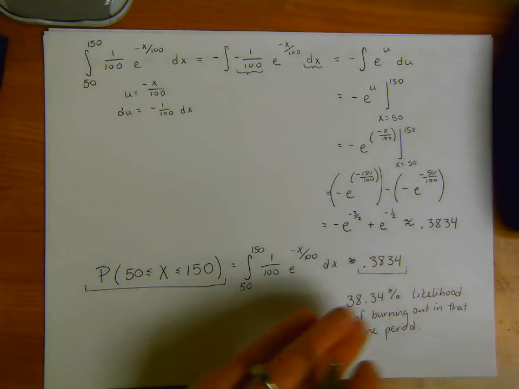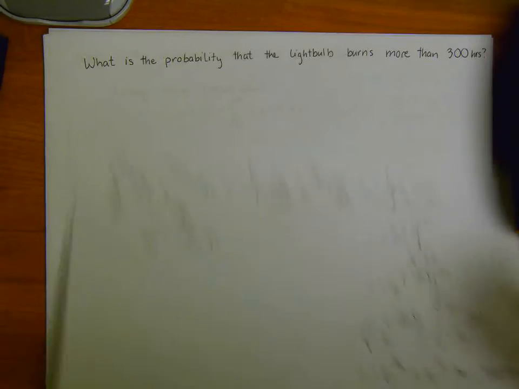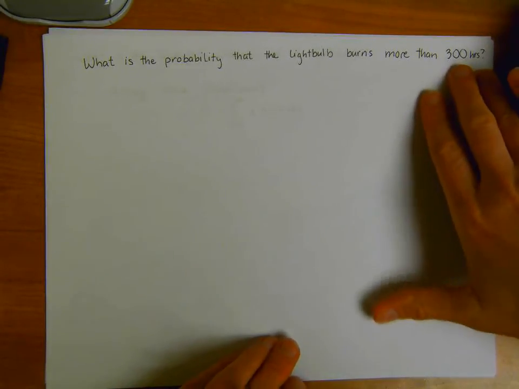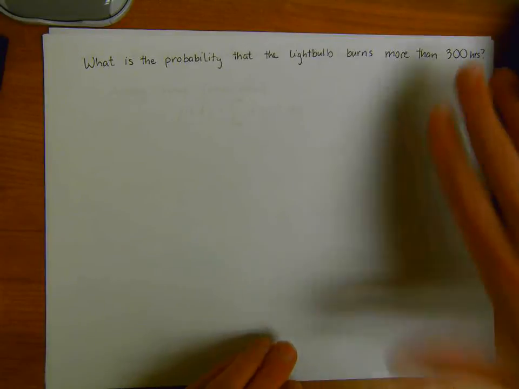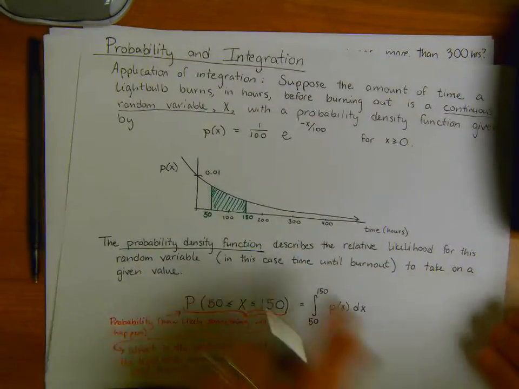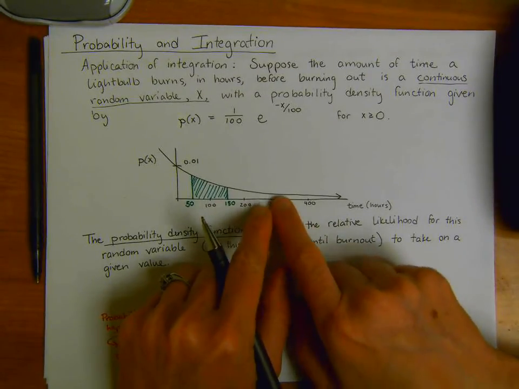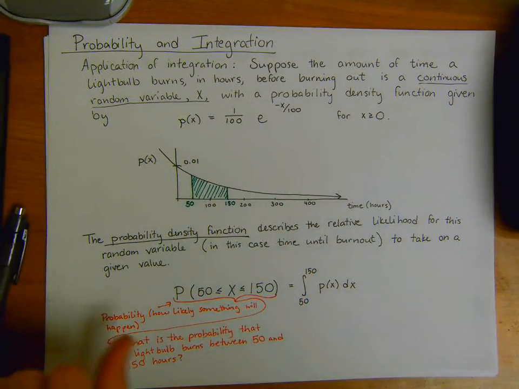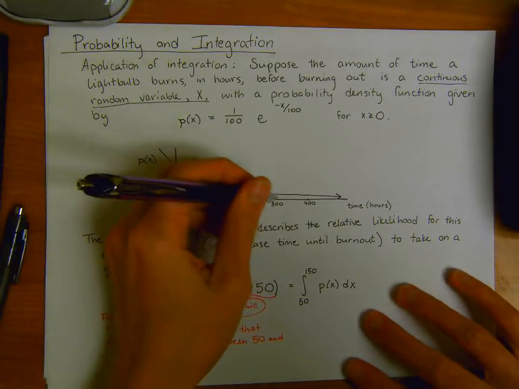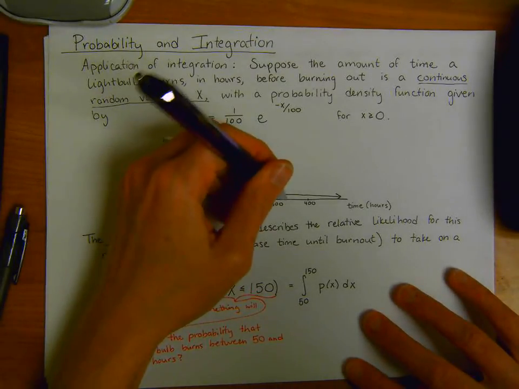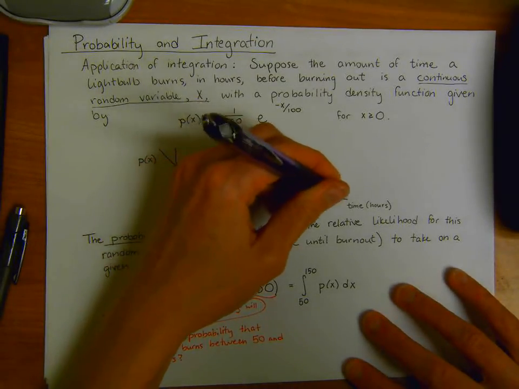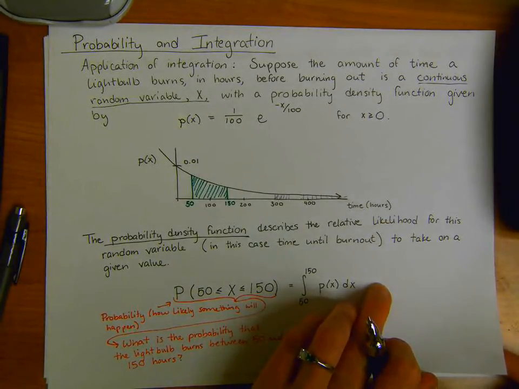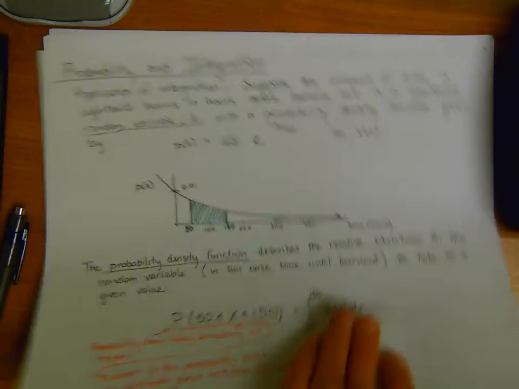So another question that you might ask, and I think that this is the thing that we have on the next sheet, what is the probability that the light bulb burns more than 300 hours? So looking back at our graph, we could say, oh, well that's going to be any time that the light bulb burns more than 300 hours is going to be maybe this red area or purple area under the curve. It's going to extend off indefinitely. So this is where we can apply our idea of indefinite integrals, because it's going to go off to infinity.